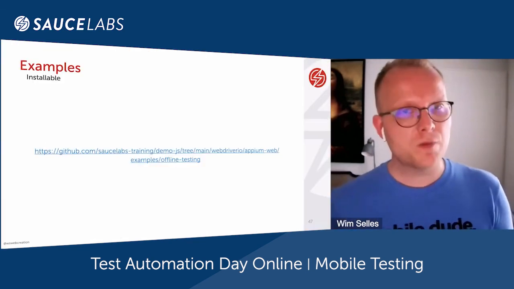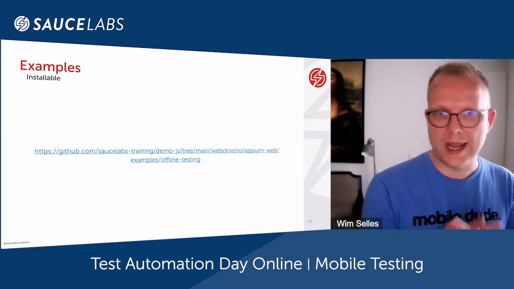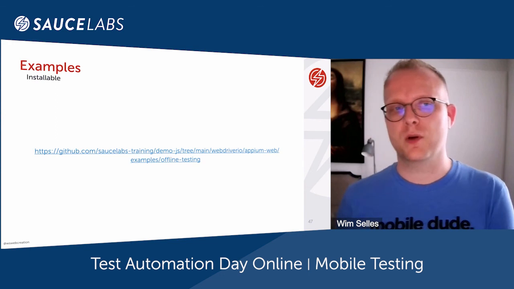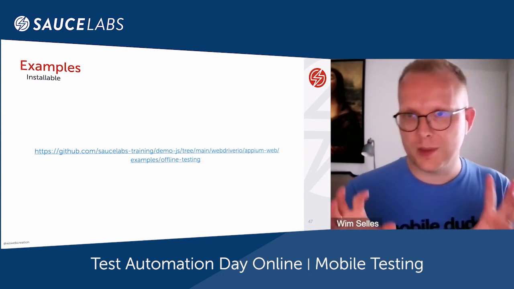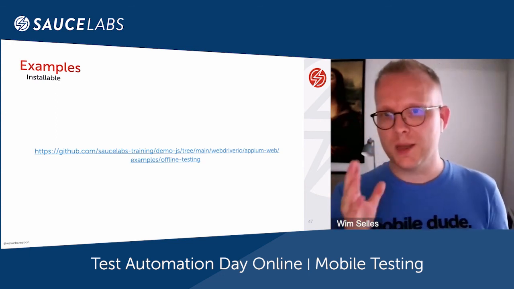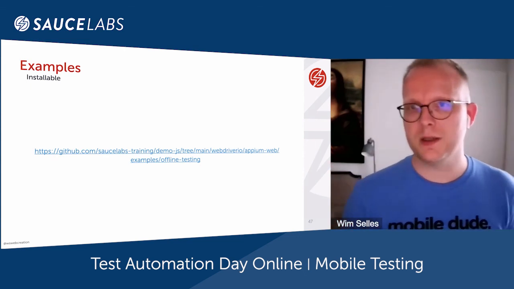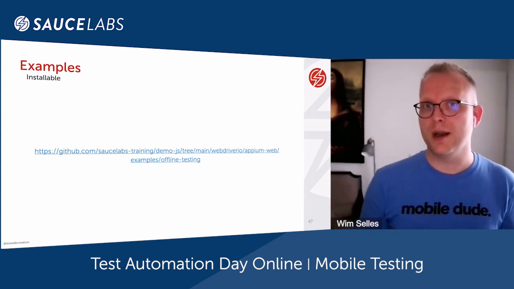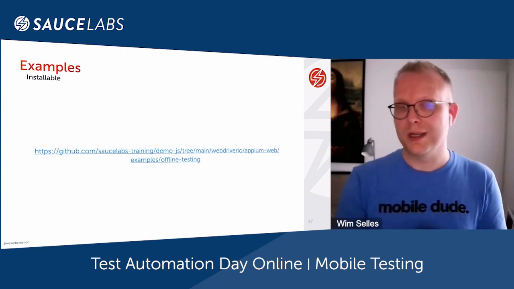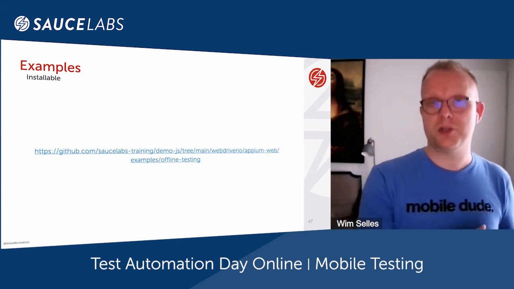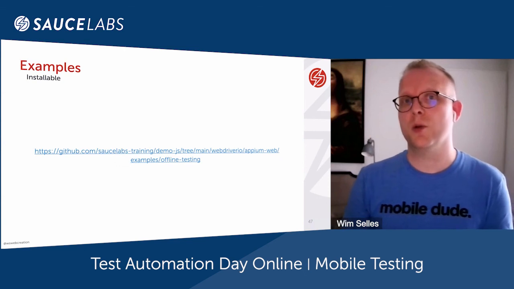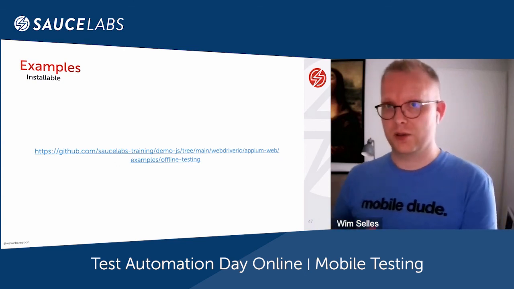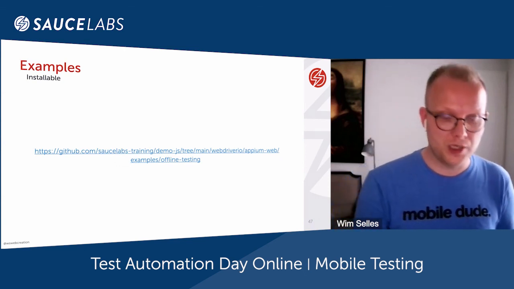So hopefully you've now seen how to automate specific parts also of PWAs. This part about the offline testing can be found here. Again, we will share this afterwards. And hopefully I've given you enough information about the new alternative to native applications and also a strategy, if you want to test PWAs, how to test those specific features of PWAs.